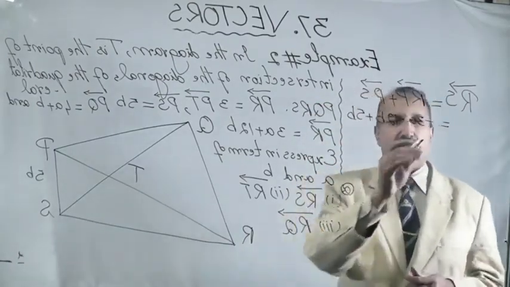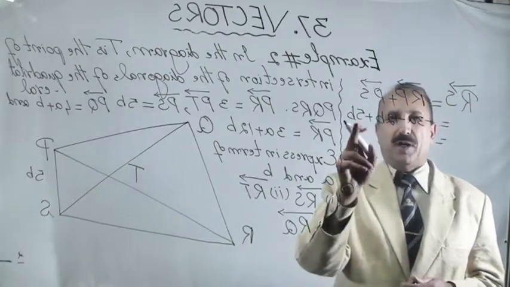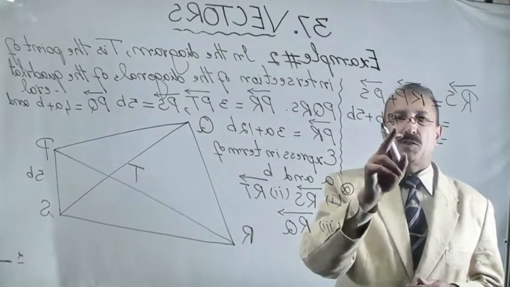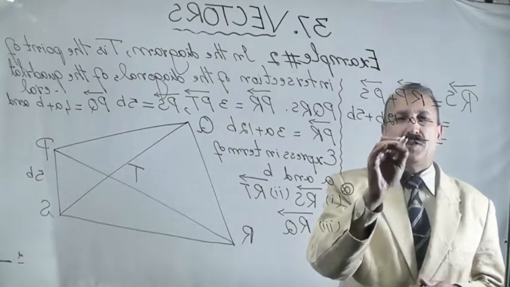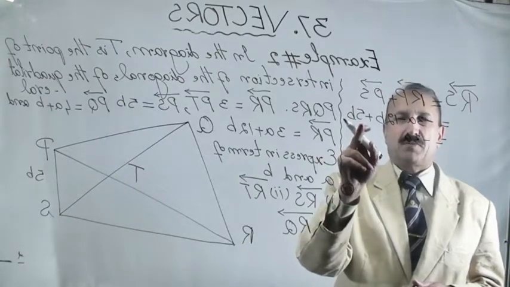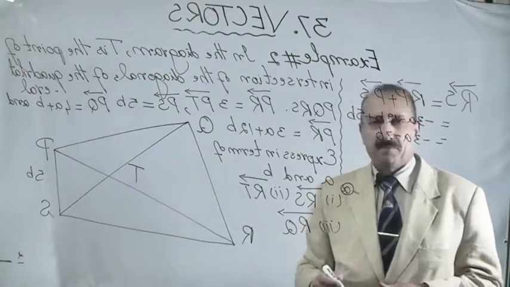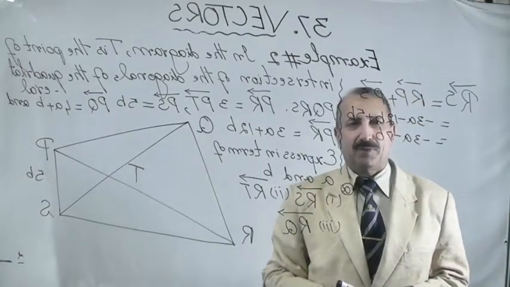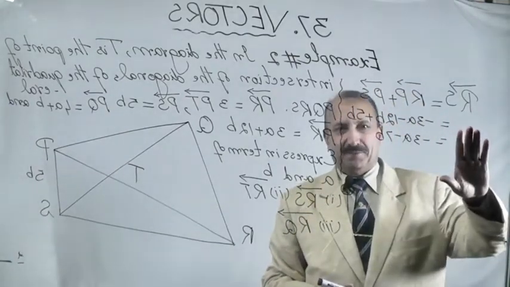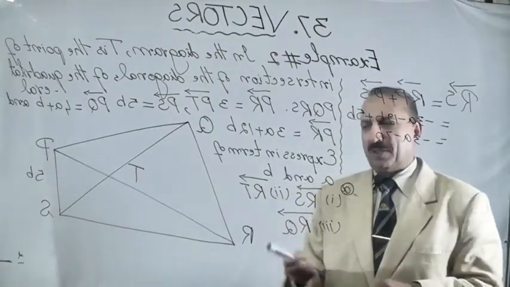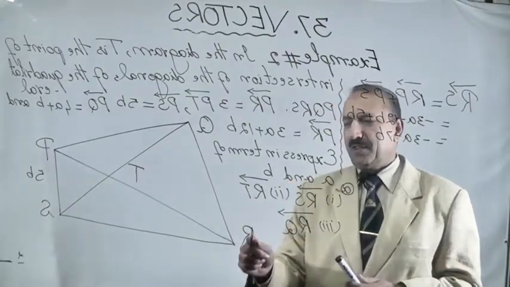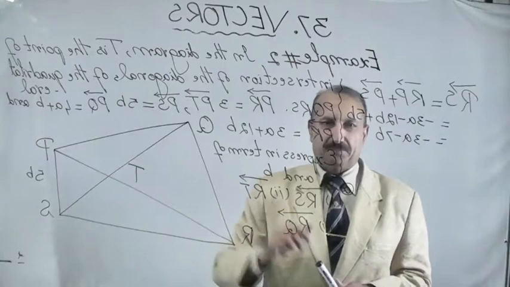Let's simplify. We have 5B and minus 12B, so minus 3A, and when we subtract 5 from 12, we get minus 7B. This is the value of the vector RS. Let's move to the second one, that is RT. Here is R and T.